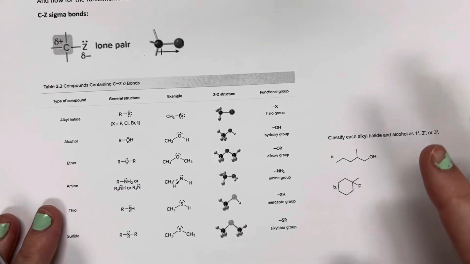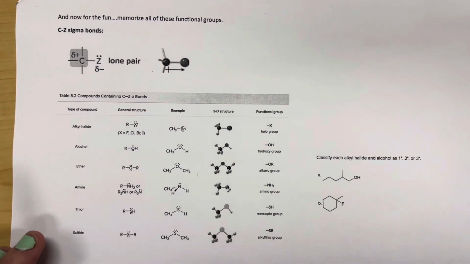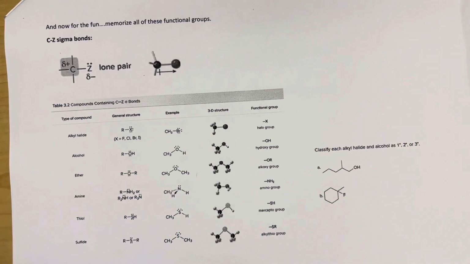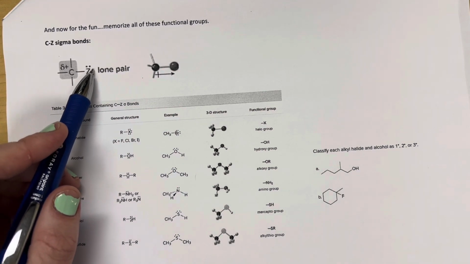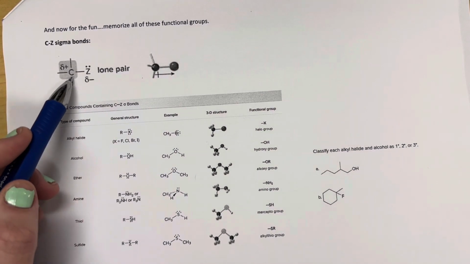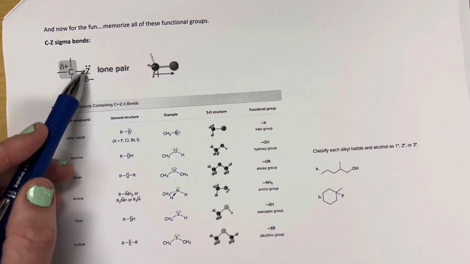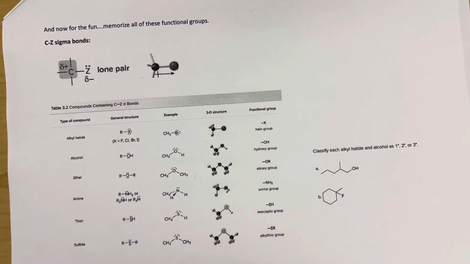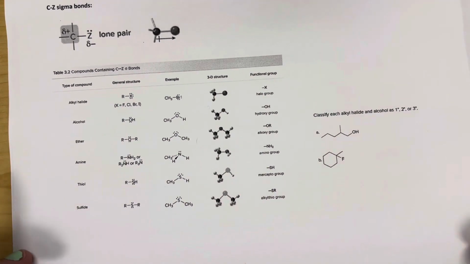All right, now that we have some ideas, let's go ahead and get started. So when we have a C-Z sigma bond, in other words, a C-Z and it's single bonded, a Z being something that contains a lone pair, any kind of heteroatom, meaning a different atom from carbon. Anytime we have a different atom from carbon that has a lone pair on it, it's going to have its own functional group and its own workings.